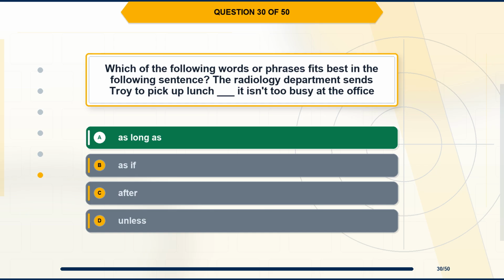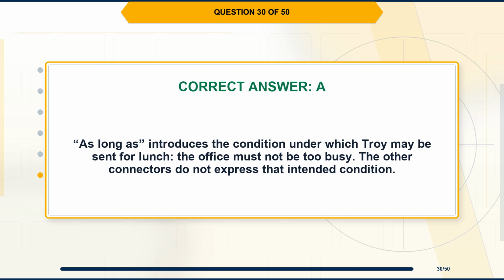The correct answer is option A, as long as. Explanation. As long as introduces the condition under which Troy may be sent for lunch, the office must not be too busy. The other connectors do not express that intended condition.